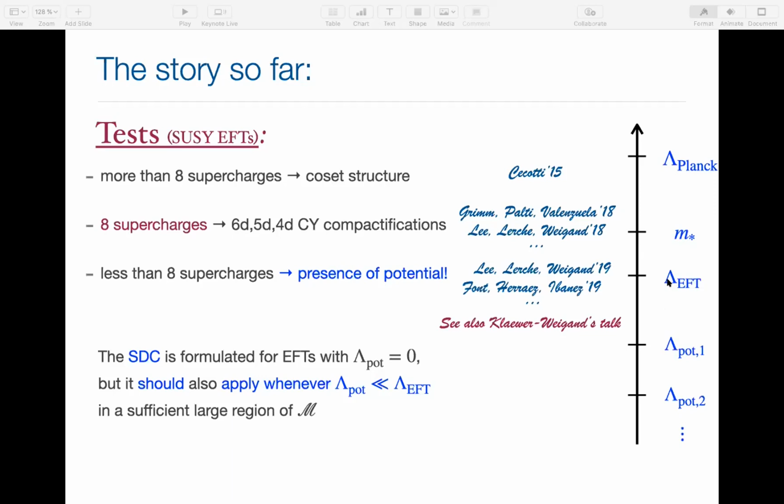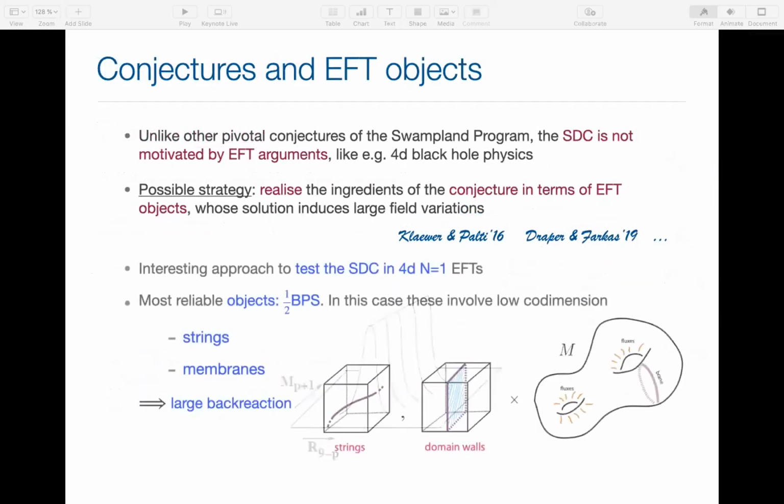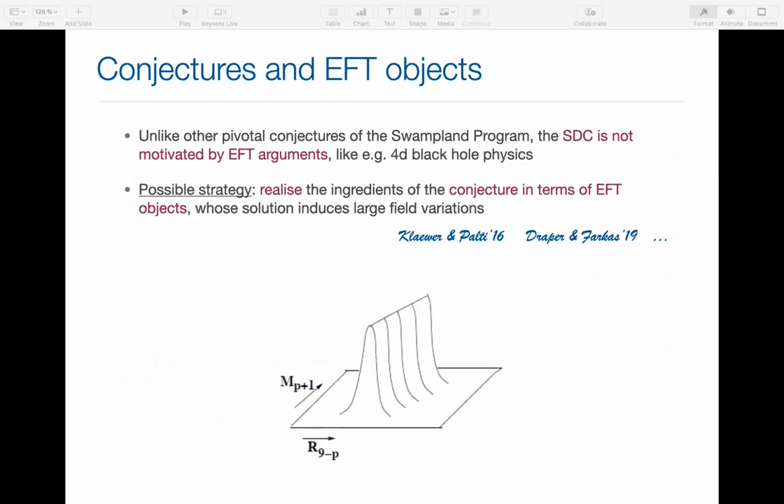And this is more or less what we expect because this is how we build things in string theory, right? We start with some moduli space, we add some ingredient like fluxes, like in the previous talk, and then we get a bunch of vacua. So in this talk, the idea is to take a different perspective.